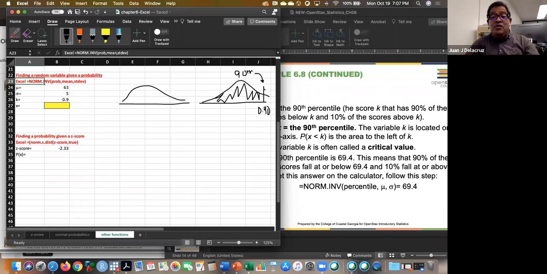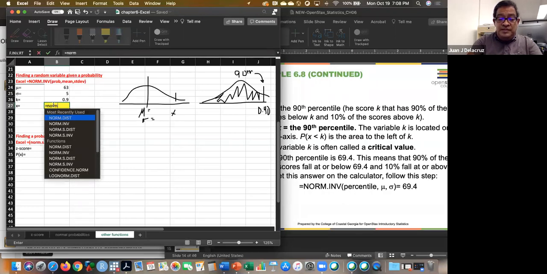Any number that separates the area to the left and the area to the right is called the critical value. In this case, the goal is to find X. I have mu, which is 63, and sigma, which is 5. So I need to find this value, and I'm going to use this Excel code. I'm going to say equal norm dot dist.